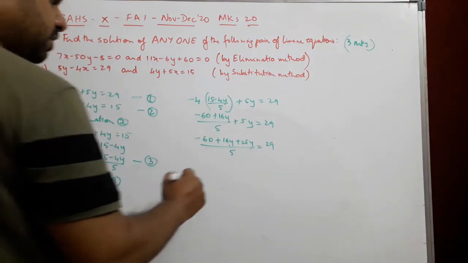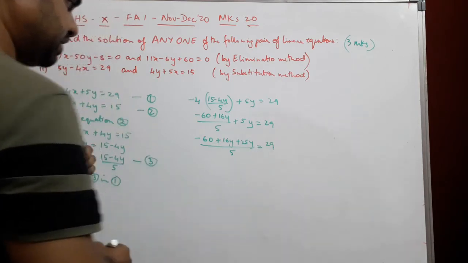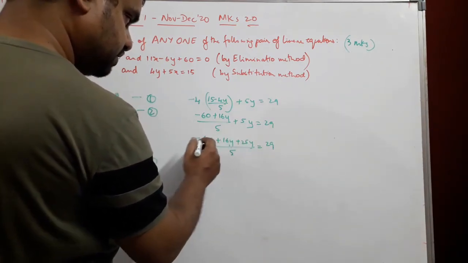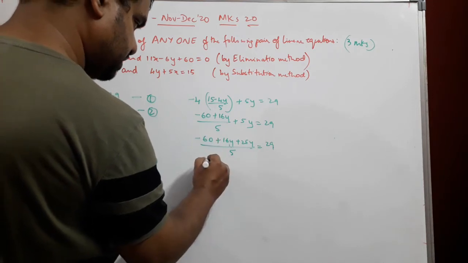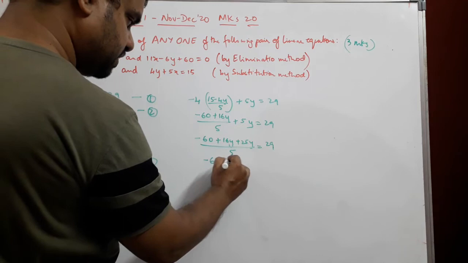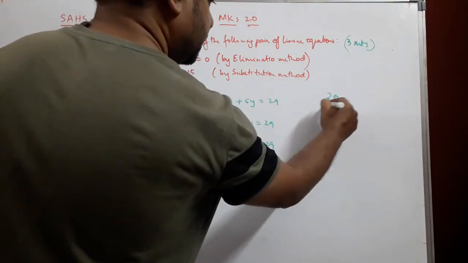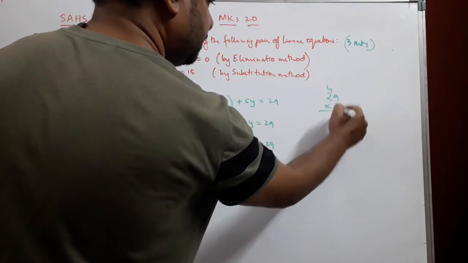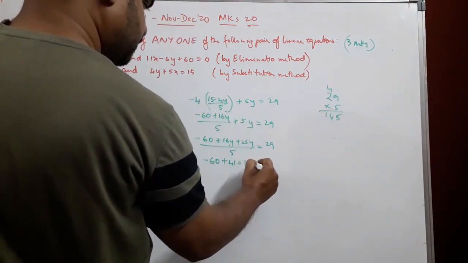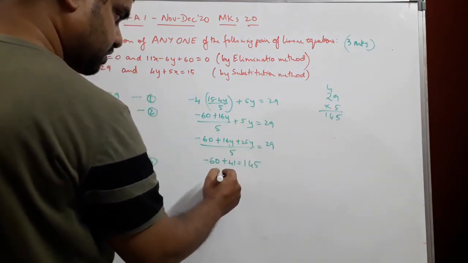Okay. Next, 5 I will multiply with 29. When I take it on the other side, division becomes multiplication, and we will solve for this also. We get minus 60 will remain the way it is. 16y plus 25y gives us plus 41y. 29 into 5, let's see what we get. 5 9s are 45, 5 2s are 10, 14, 145.